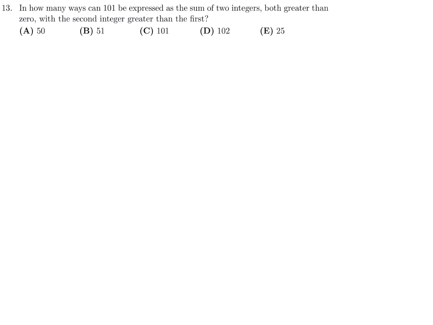In how many ways can 101 be expressed as the sum of two integers, both greater than 0, with the second integer greater than the first? So we will let this be the following equation: 101 is equal to x plus y. And the condition is that x is greater than 0, y is greater than 0, and y is greater than x.